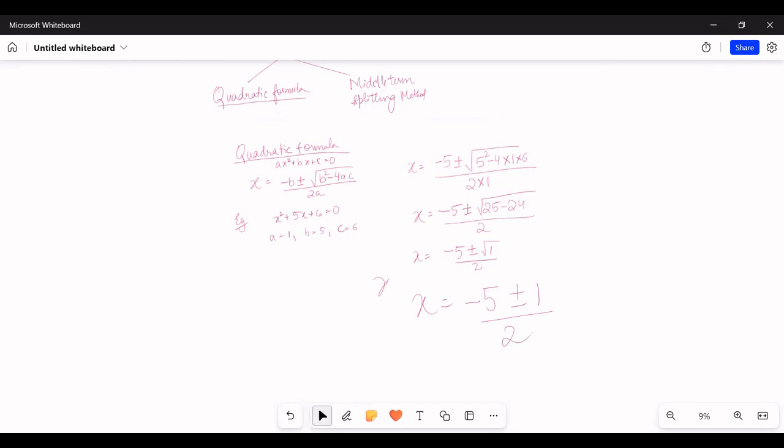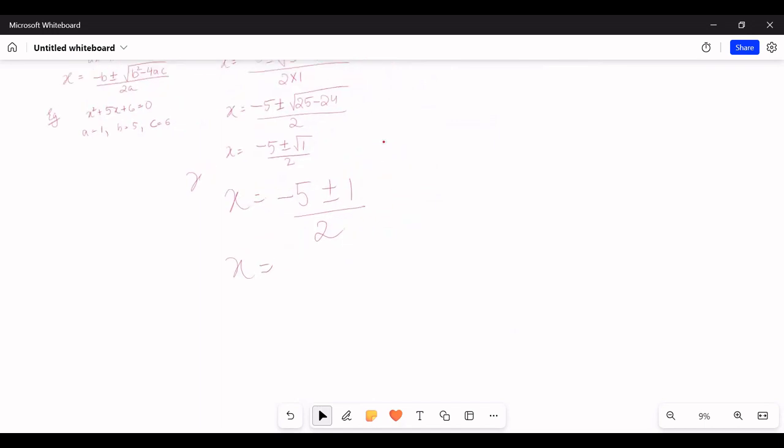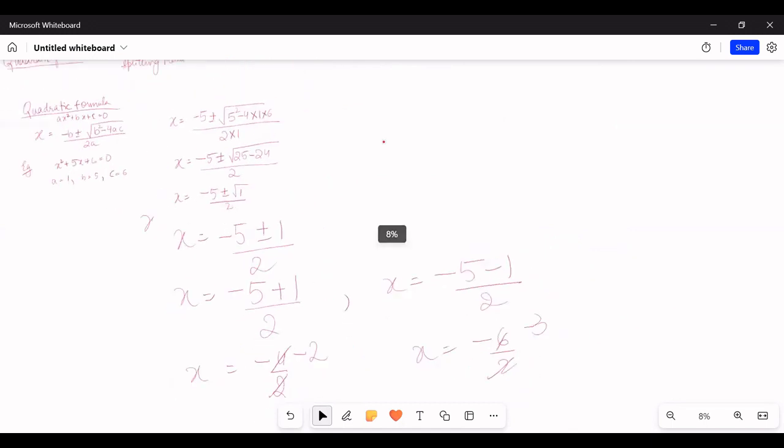All right, so what are the roots? For one x, we can take minus 5 plus 1, and for the other x, we can take minus 5 minus 1, over 2. So the first root is minus 4 over 2, that is minus 2. And the second is minus 6 over 2, that is minus 3. So the two roots of this quadratic equation are minus 2 and minus 3 as the values of x.